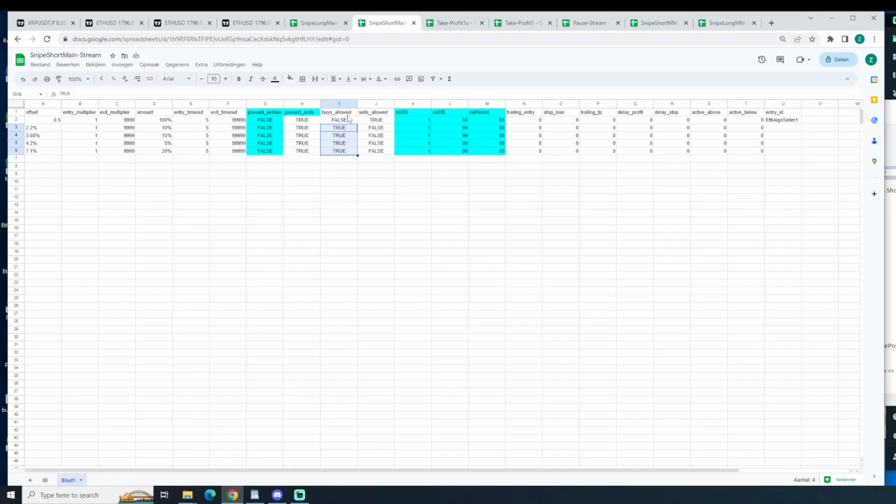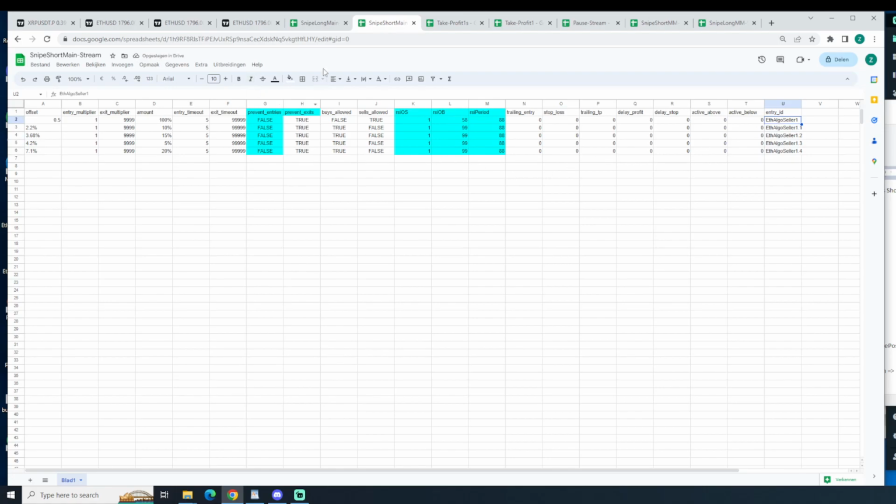So I switched the buys allowed and sells allowed, and now all of these agents are pretty much perfectly fitted for the short strategy. Now we have to do the names again, or the entry ID. We take the parent, we paste it over, then we do a .1 extension to indicate that this is a child, so it can only be trading if the parent has already made its entry.